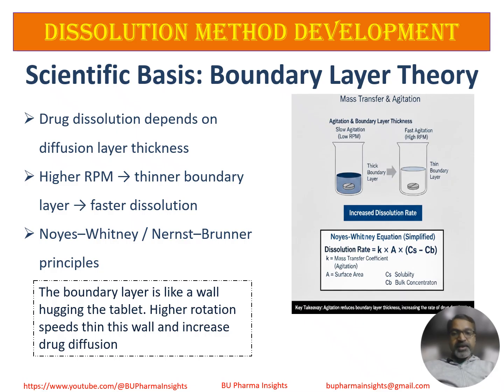Think of the boundary layer as a thin wall hugging the tablet surface. When rotation speed increases, this wall becomes thinner, allowing the drug to diffuse faster into the medium. In simple terms, drug dissolution depends on diffusion layer thickness. Higher RPM, thinner boundary layer, faster dissolution. The relationship is explained by the Noyes-Whitney equation and the Nernst-Brunner model. That's why RPM selection directly controls dissolution rate and must always be scientifically justified, not chosen by habit.